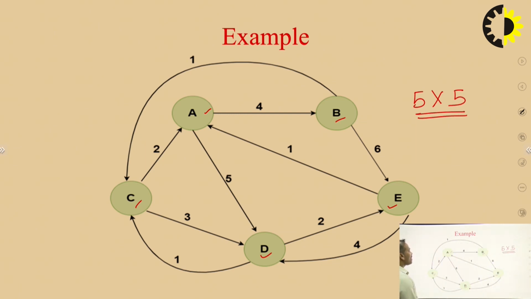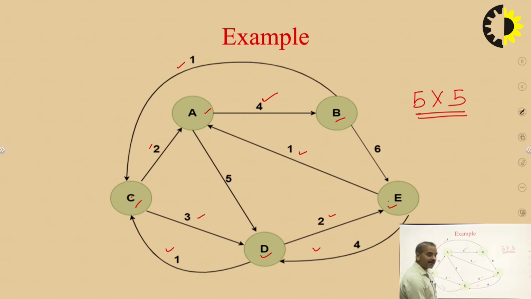And the weight of A to B is 4, the weight of B to C is 1, the weight of C to A is 2, the weight of E to A is 2, the weight of B to E is 6, the weight of C to D is 3, the weight of D to C is 1, the weight of D to E is 2, and the weight of E to D is 4.